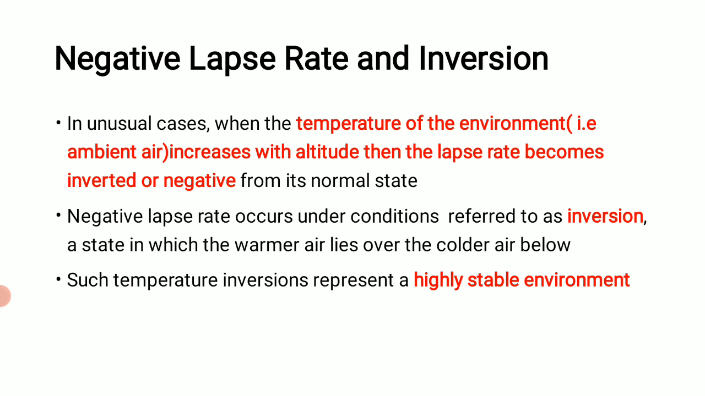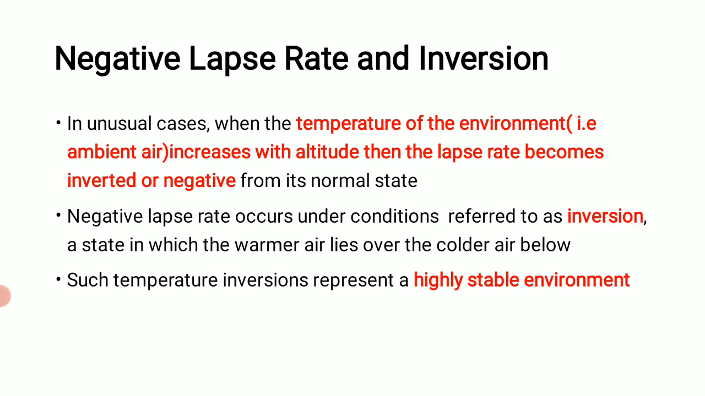In this session, I will be discussing the topic of negative lapse rate and inversion, as well as the different types of inversion. In the usual case, the temperature decreases with the increase in altitude, but negative lapse rate happens in some unusual cases, that is, when there are unequal cooling rates existing on the surface of the earth, then the temperature of the environment increases with altitude.